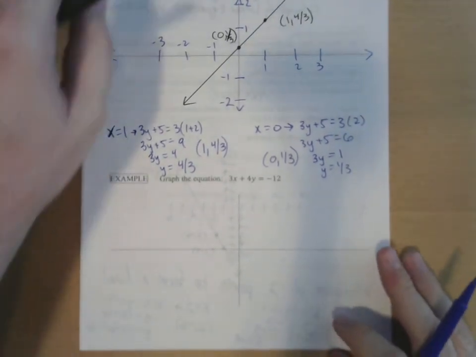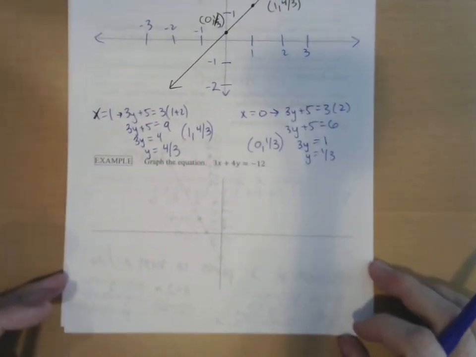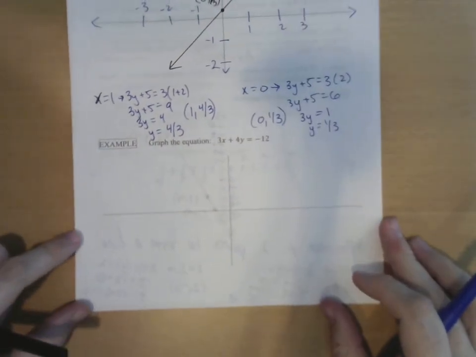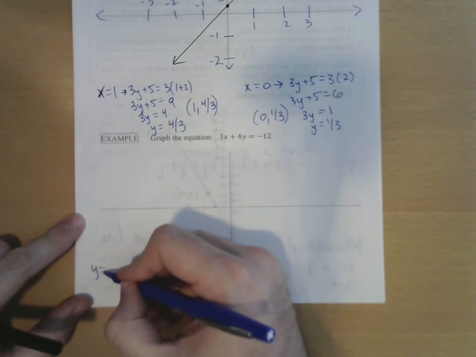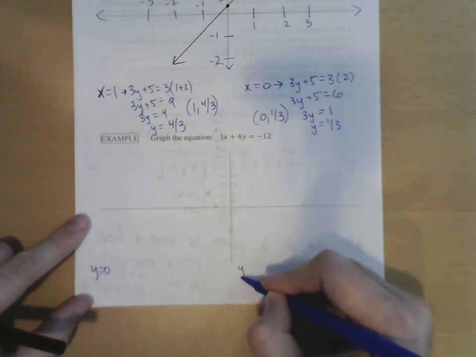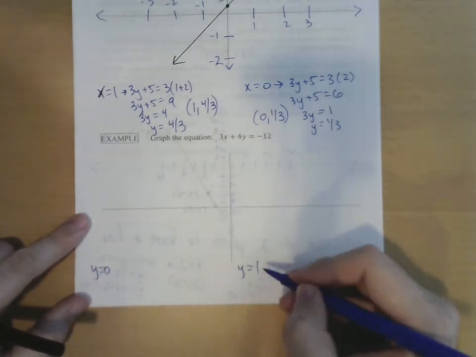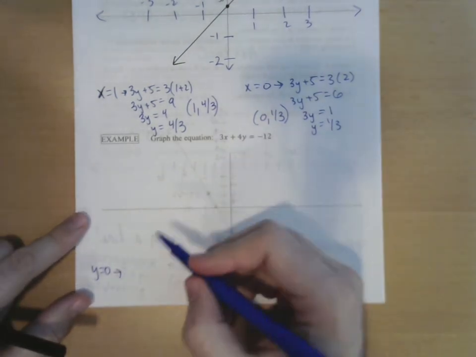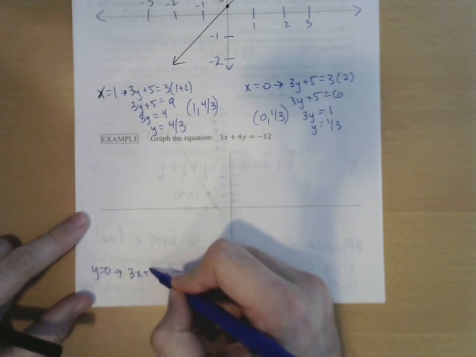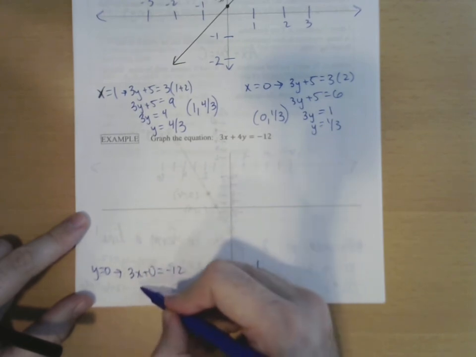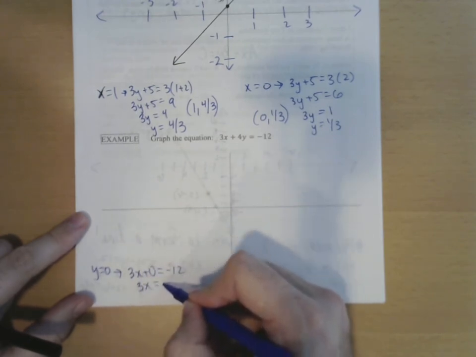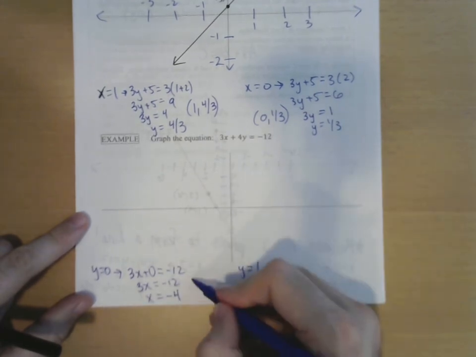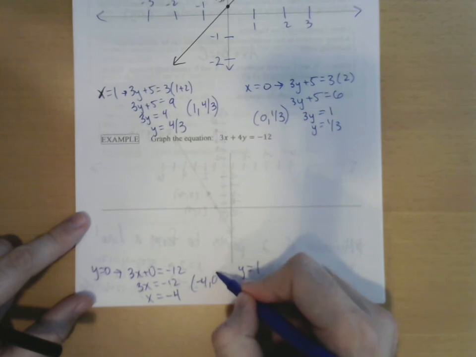And then final example here, almost the same problem as the last one, but I switched the numbers around. So let's do a little bit different. Let's do y equals 0 and y equals 1. There's no rule saying we can't use y's, so we're going to plug y into this. So we have 3x plus 0 equals -12, or 3x equals -12. So x, dividing by 3, is going to be -4. So that means we have -4 comma 0.